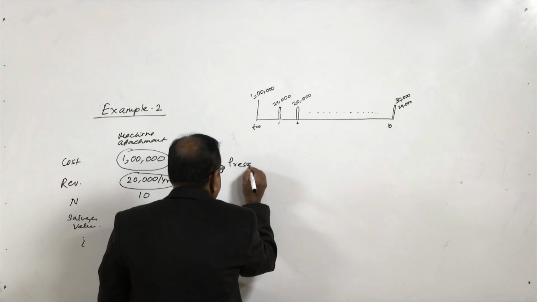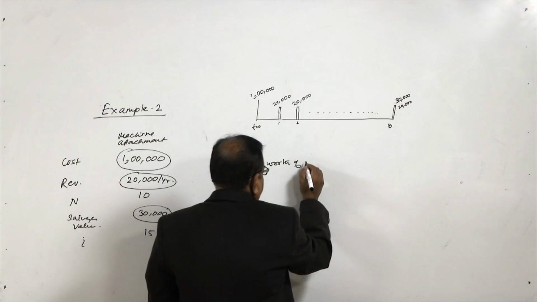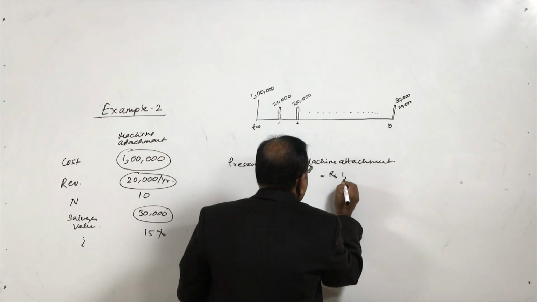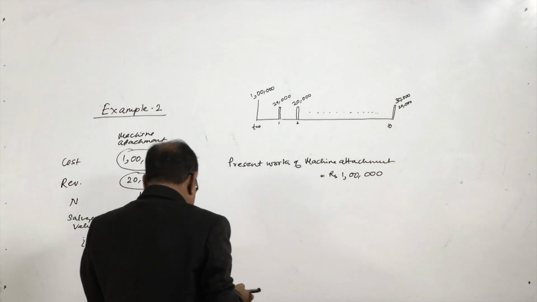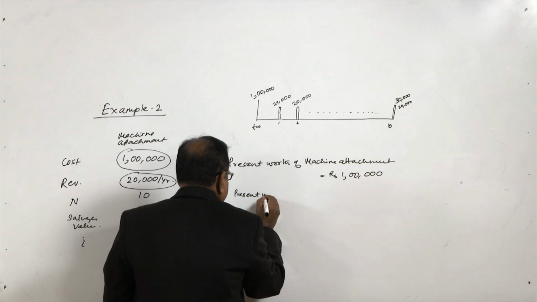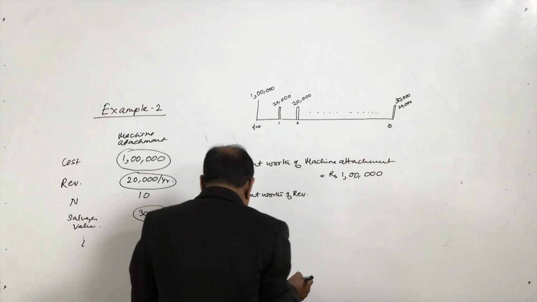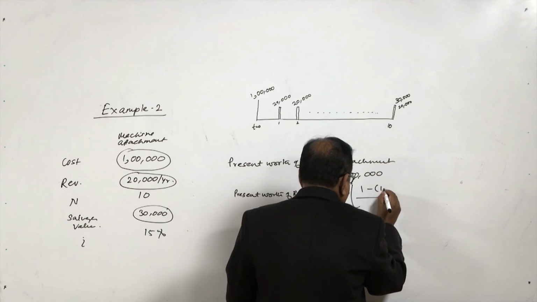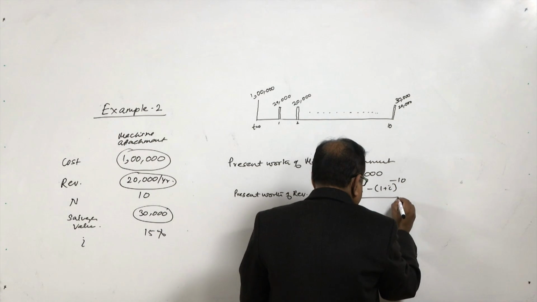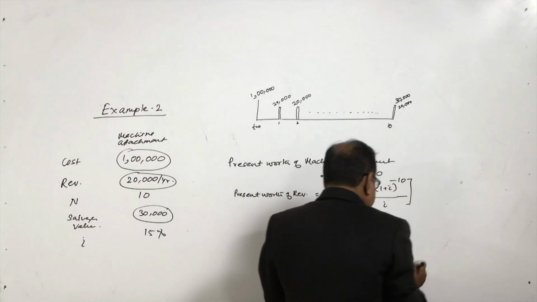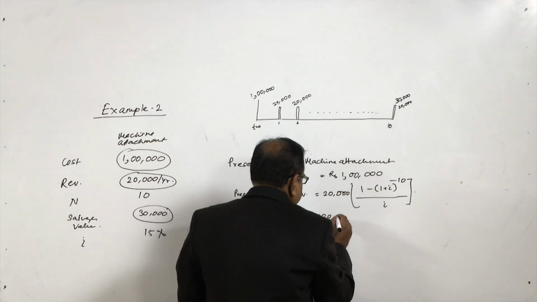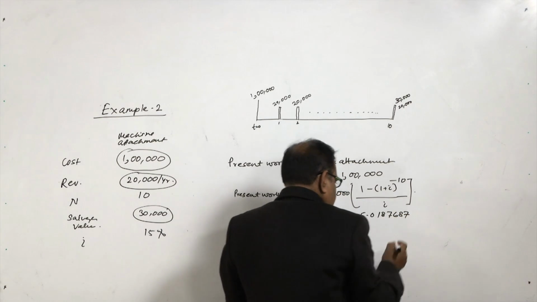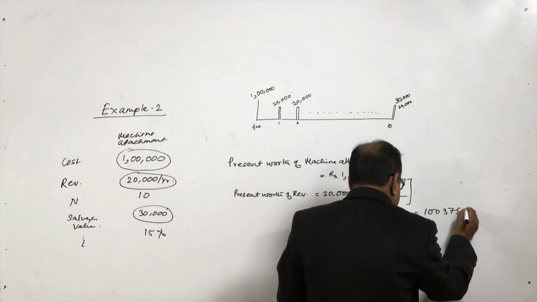So, present worth of the attachment is equal to rupees 1 lakh, minus present worth of revenue, which is equal to 20,000 multiplied by (1 minus (1 plus I) to the power minus n), that is, n is 10, divided by I. This comes out to be 20,000 into 5.0187687, which comes out to be 100,375.3725.